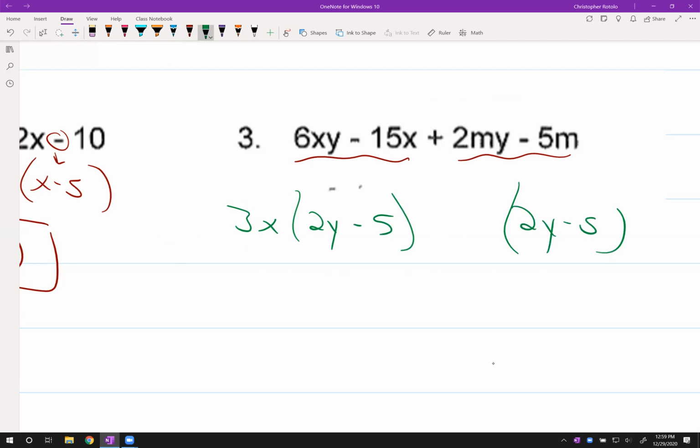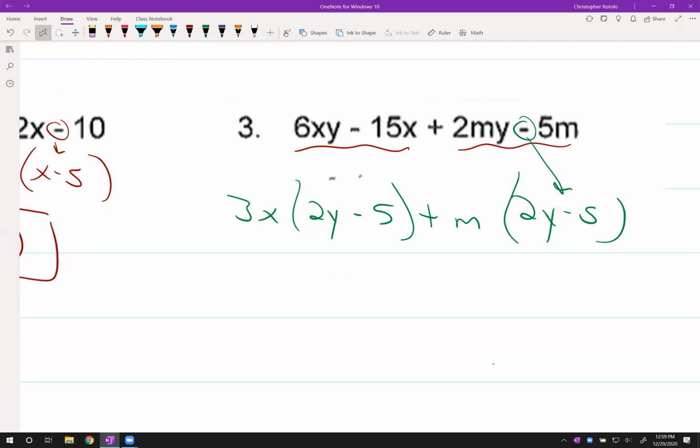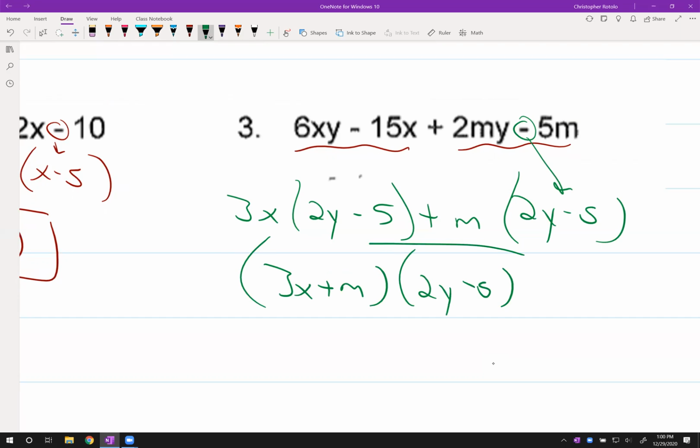So you see how writing this again really helps. So if I have 2my and 5m, we just have to take out the m. And I want this sign to stay the same, so I'm going to keep it positive m, because I don't want to change any of those signs. We'll have one of those in a minute here. GCFs go together, 3x plus m, and 2y minus 5 makes that a whole lot easier.